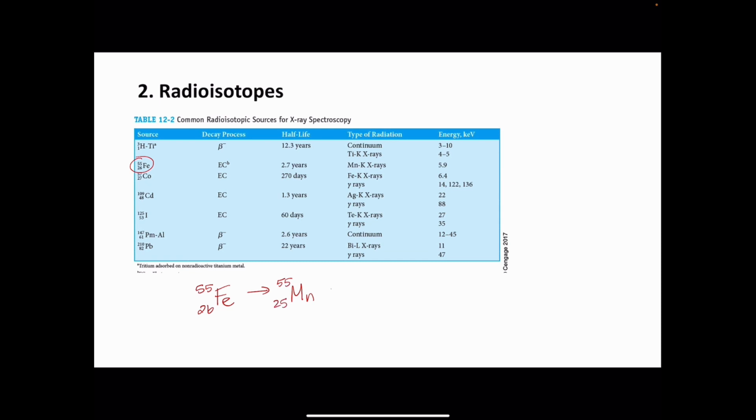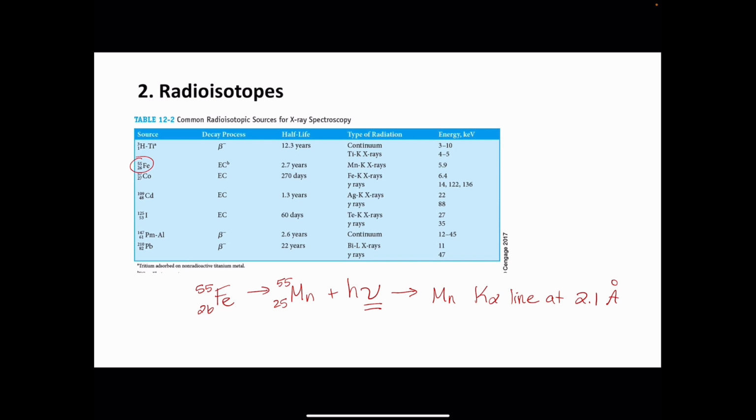And this produces a frequency, or a wavelength, corresponding, so in the case of manganese, to the K alpha line at 2.1 angstroms. And you can see in this table here that there are other examples of elements that radioactively decay, giving off X-rays.